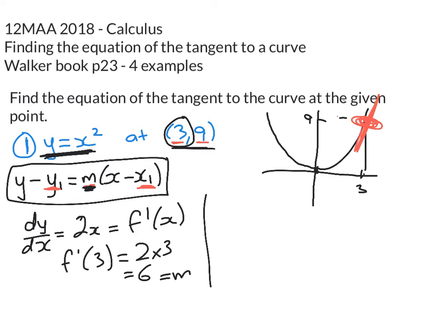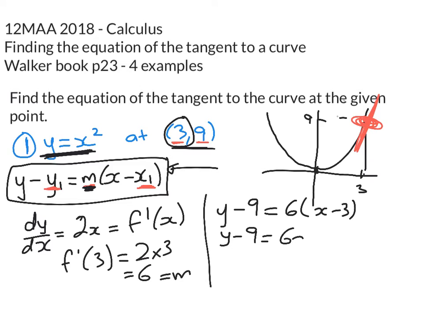So all I've got to do now is substitute that into this equation. So we've done the hard work. So y minus 9 is equal to 6 times x minus 3. Expanding that out, we get y minus 9 is 6x minus 18. So we get y equals 6x minus 9. So that's that one done.